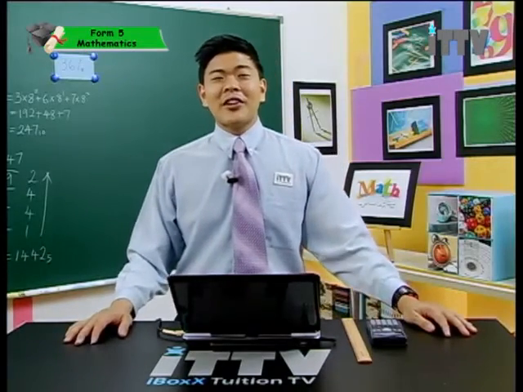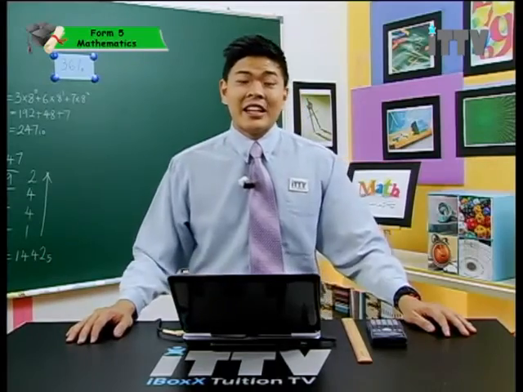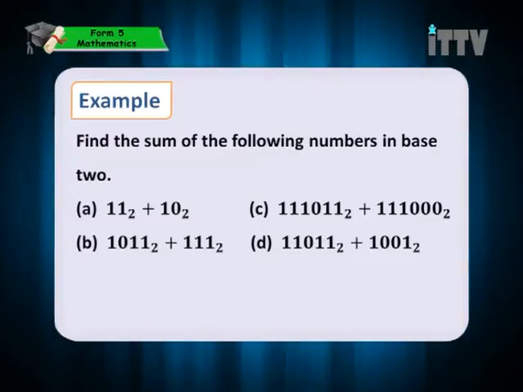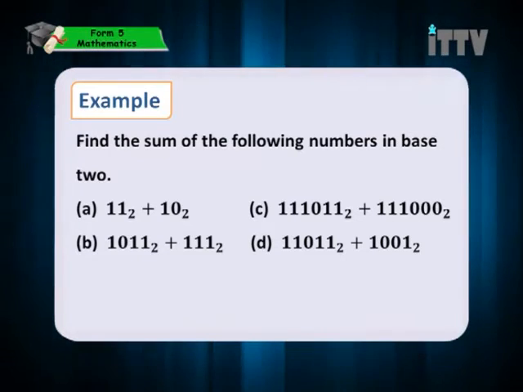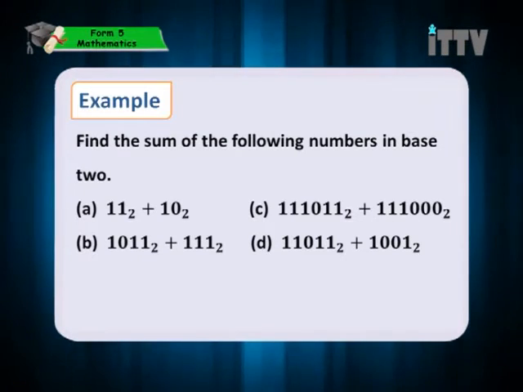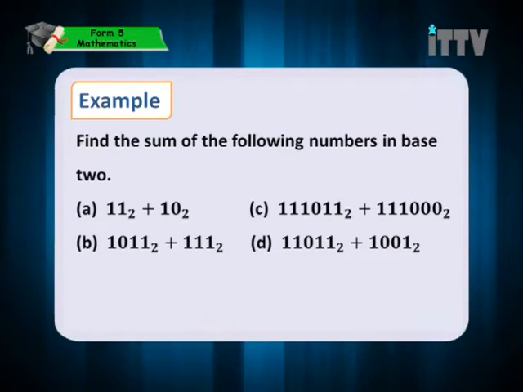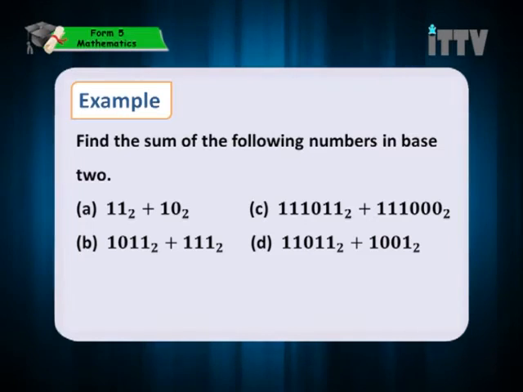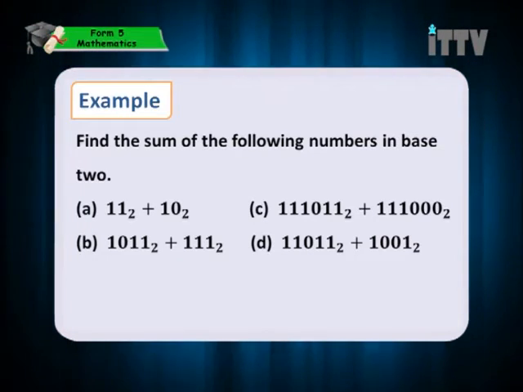Now let's take a look at a few examples involving the addition and subtraction of numbers in base 2. Let's start with this one. Find the sum of the following numbers in base 2. A. 11 in base 2 plus 10 in base 2. B. 1011 in base 2 plus 111 in base 2.